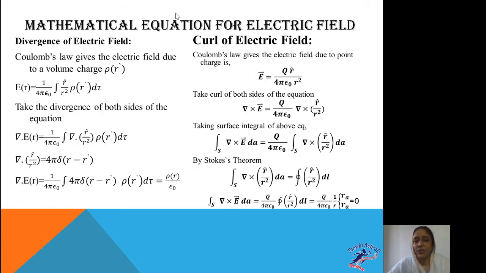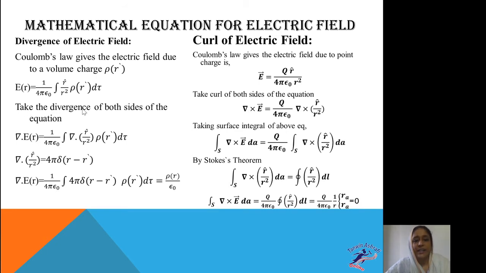Now, the mathematical equation for the electrostatic field. Divergence of an electric field. What we know from Coulomb's law, the electric field due to the volume charge is equal to 1 upon 4 pi epsilon naught q by r square. Now this q is changed with the integration rho d tau, where rho is the charge density in the volume.